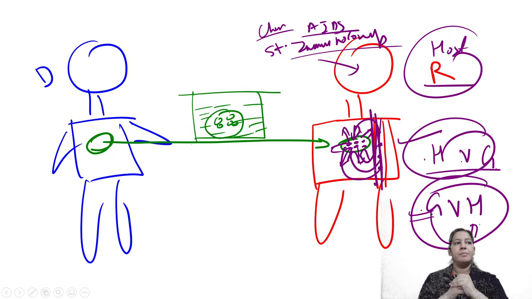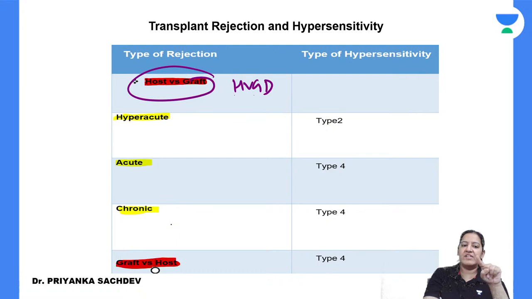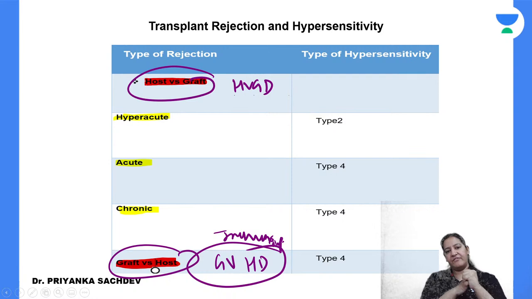Give me a thumbs up. So in those persons, you will have GVHD. Otherwise, you will have HVGD. There are two types of things: HVGD, host versus graft disease, and graft versus host disease. Graft versus host occurs in immunocompromised persons. You got the concept? Give me a thumbs up if you got the concept.